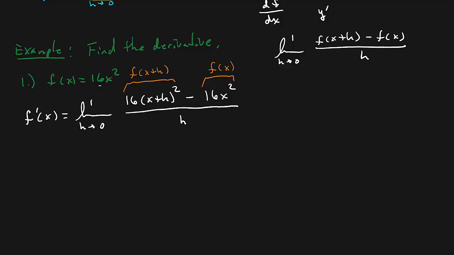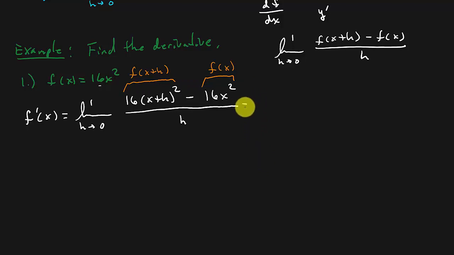So now what we have to do is simplify this thing. We've got to take this right here and simplify it. The goal is, you see this h here in the denominator? The goal is to cancel that h out. That's what we're looking to do, is cancel out that h.